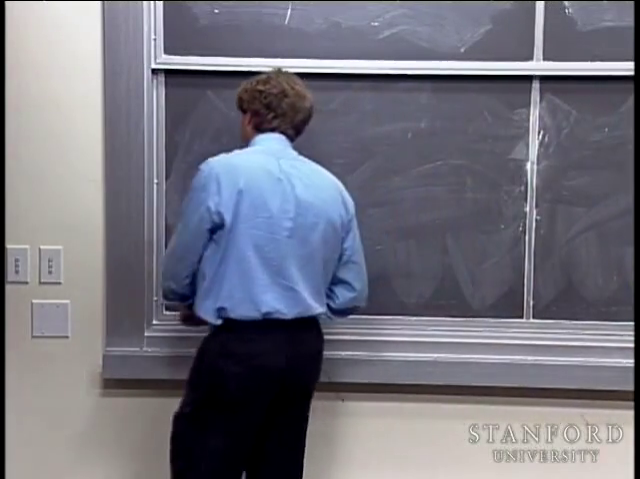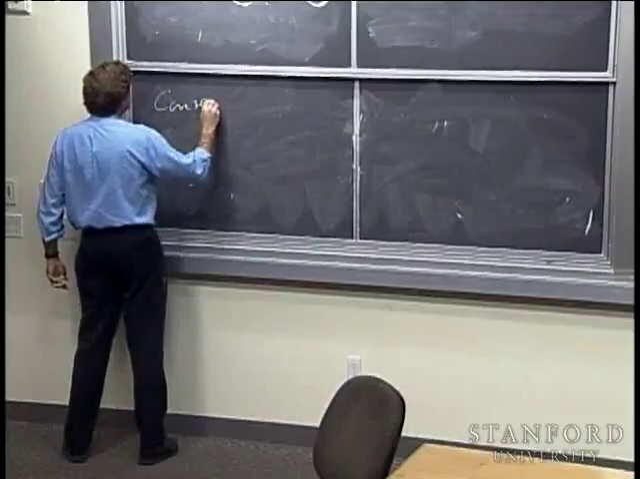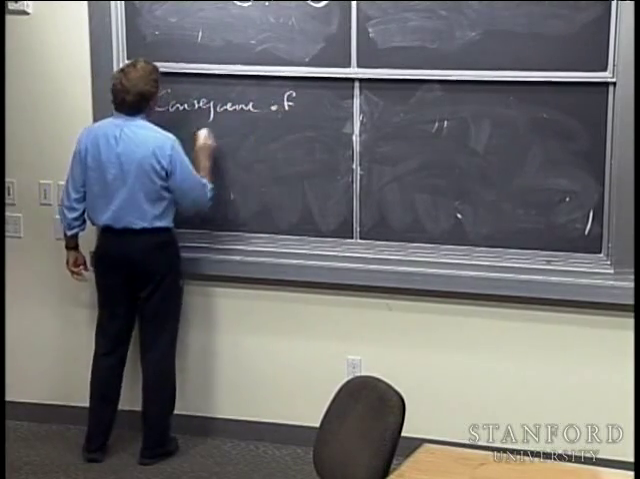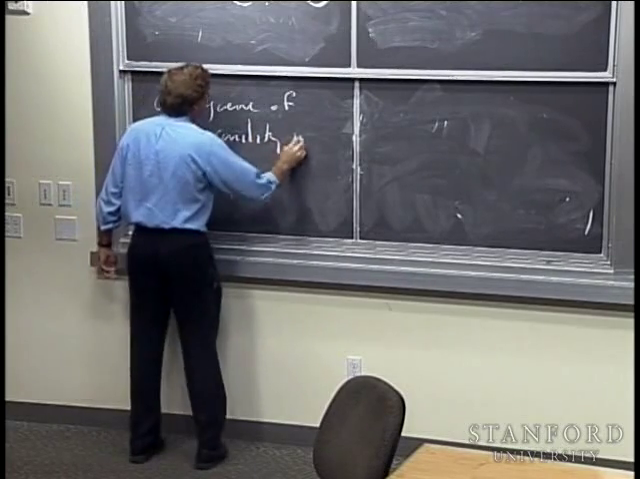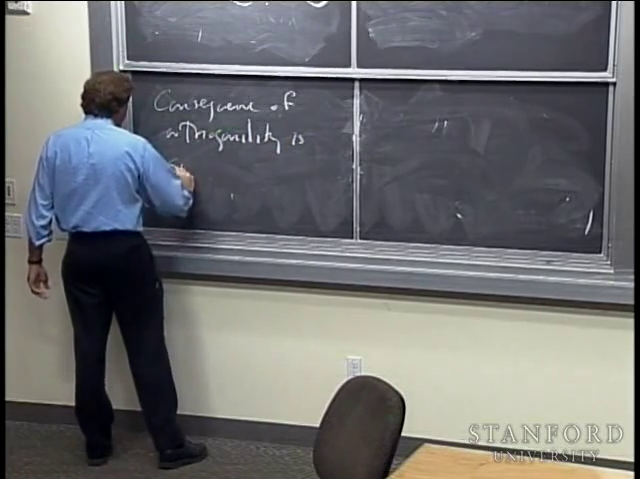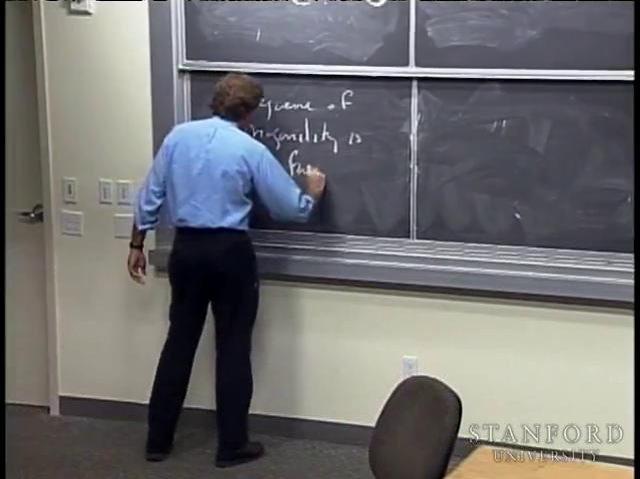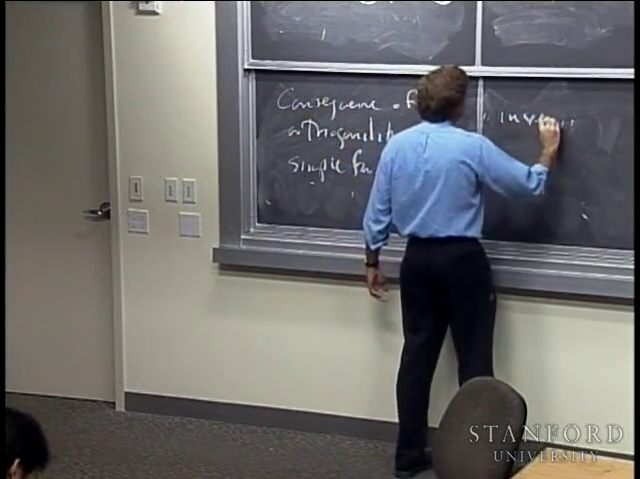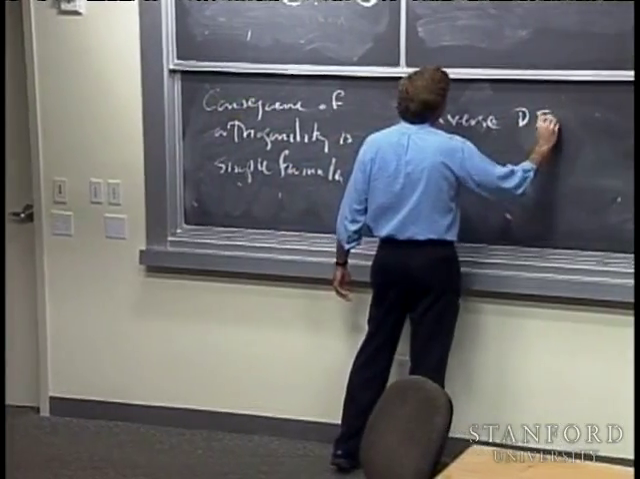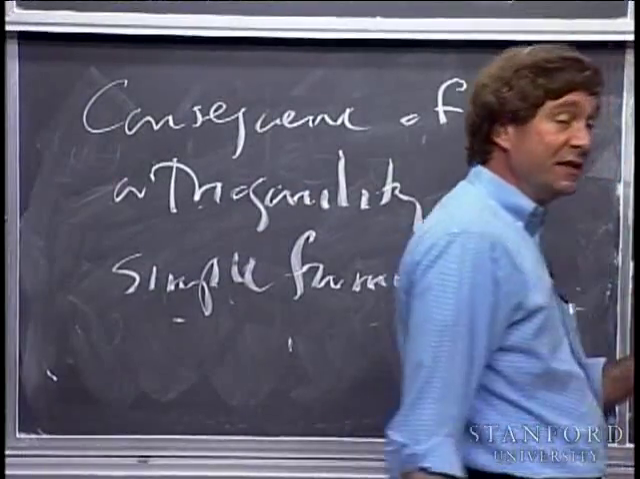So a consequence of the orthogonality is a simple formula for the inverse DFT. All right, now, again, in the notes I did this a little bit differently.